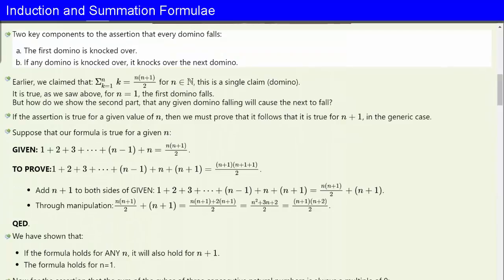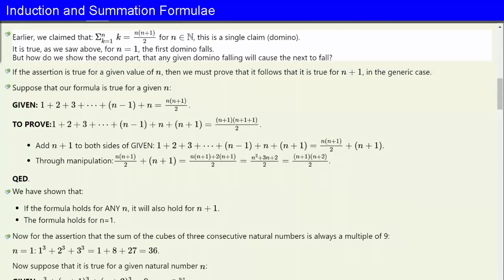So there are 2 key components to the assertion that every domino falls. A, the first domino must be knocked over. B, if any domino is knocked over, it knocks over the next domino. This is exactly the method of induction when we translate this picture into mathematics. In the case of that first assertion, we claimed that the sum of the numbers k from 1 to n always gave you the number n times n plus 1 over 2. It is true, as we saw above, for n equals 1. That's the first domino falling.